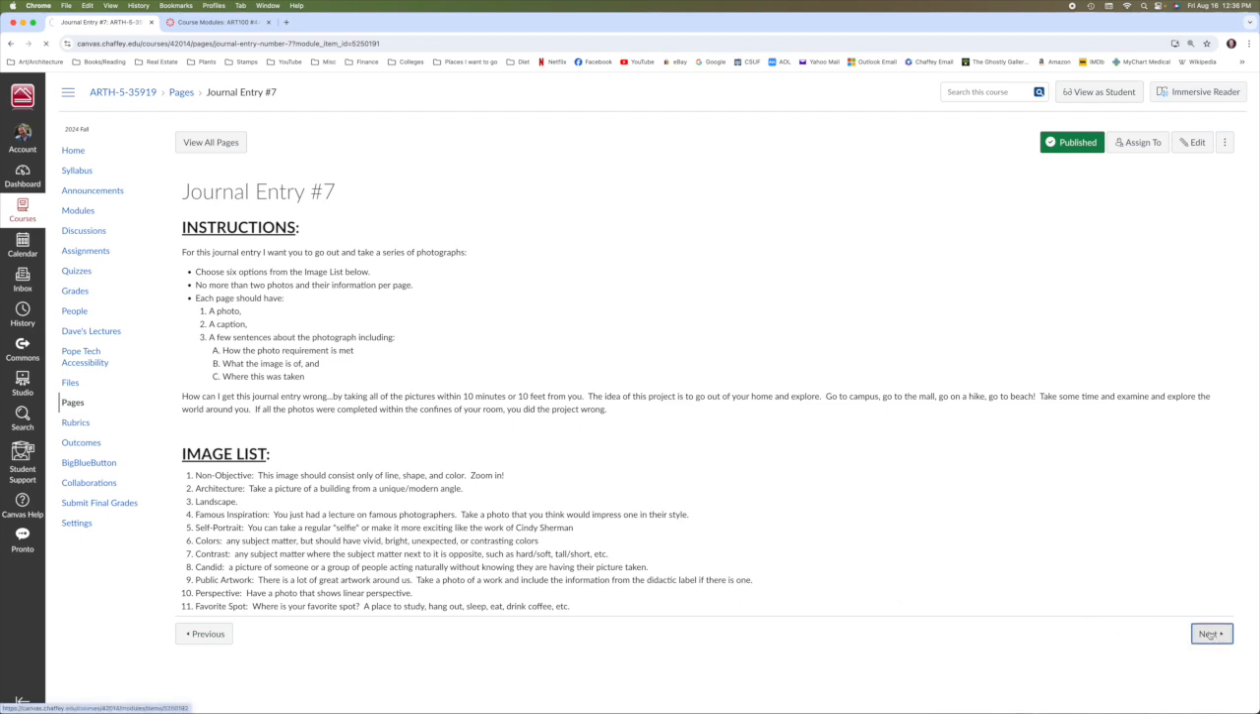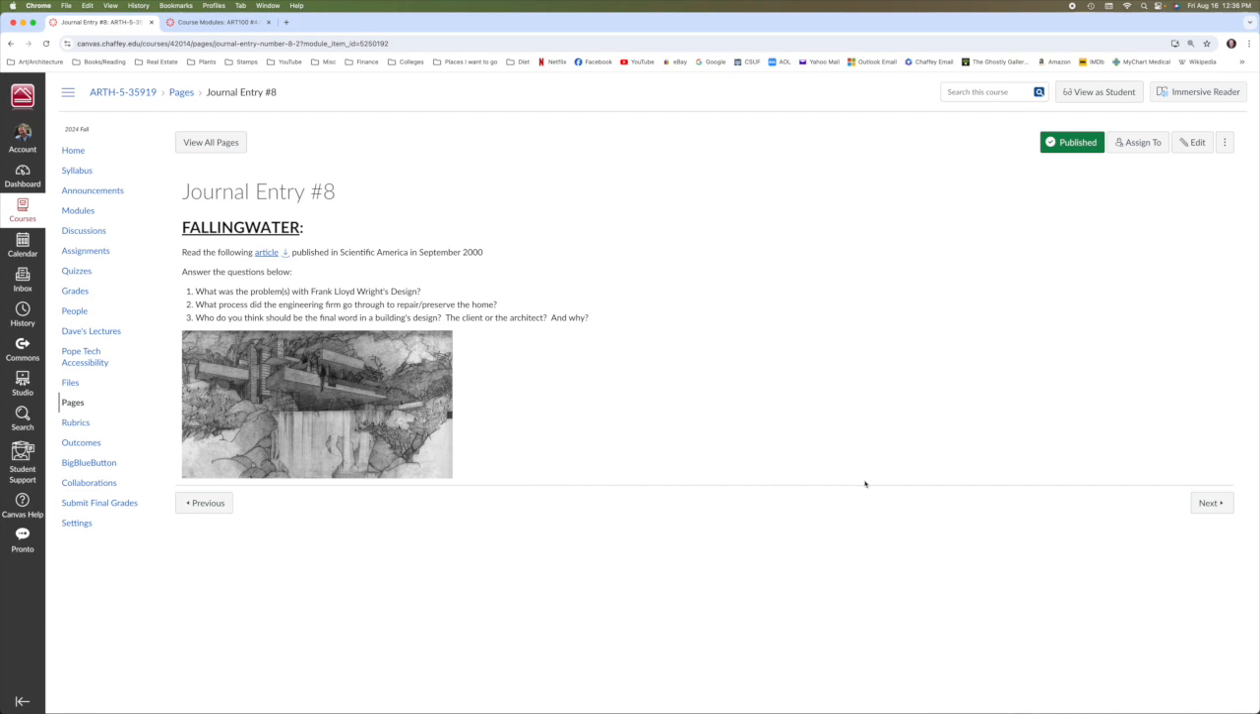The final journal is about falling water. And there's an article here that you're going to download. It's from Scientific American, and it's about falling water and the problems that it has. Frank Lloyd Wright's design is beautiful, but there are some fundamental flaws in it.